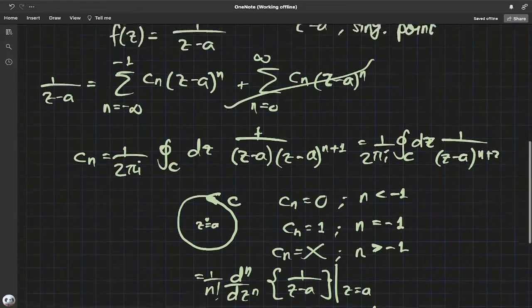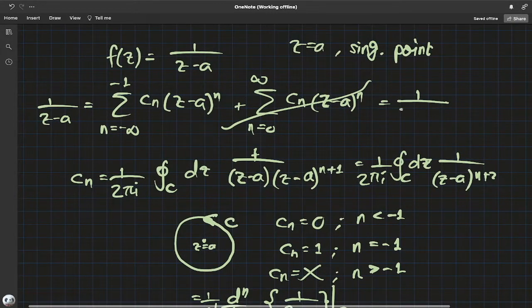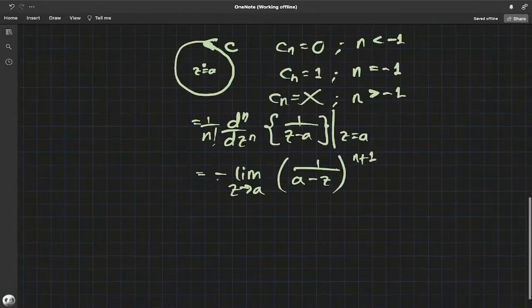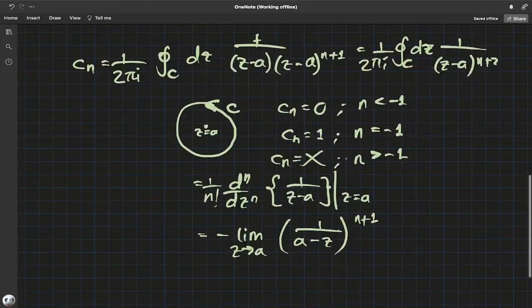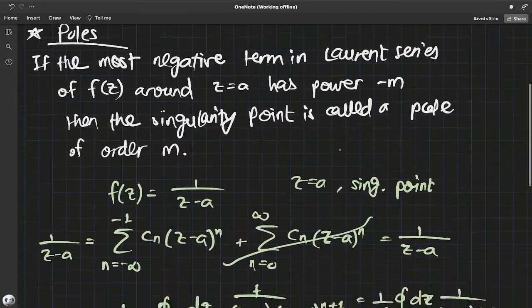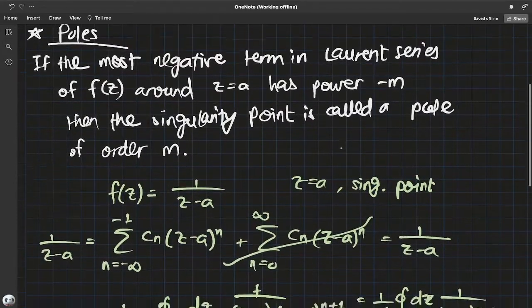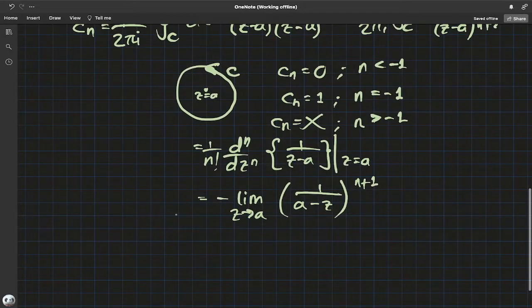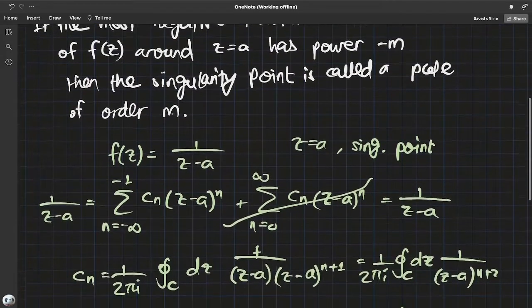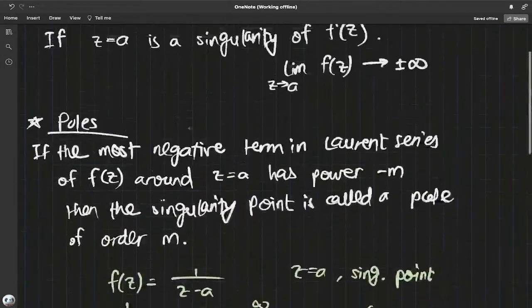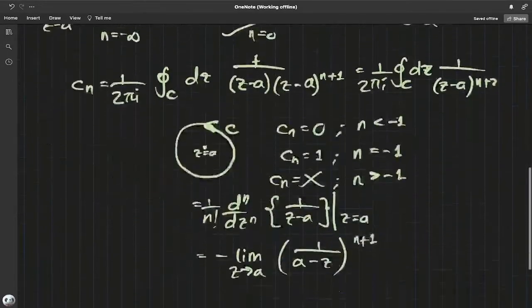So all that's left is 1 times z minus a to the -1 power, which is z minus a in the denominator. So by hook or by crook, because there's no other higher negative power in magnitude, according to this definition, the most negative term in the Laurent series has a power of -1.